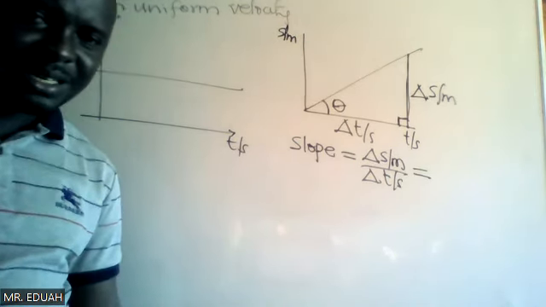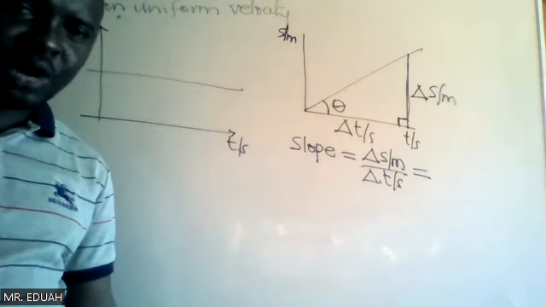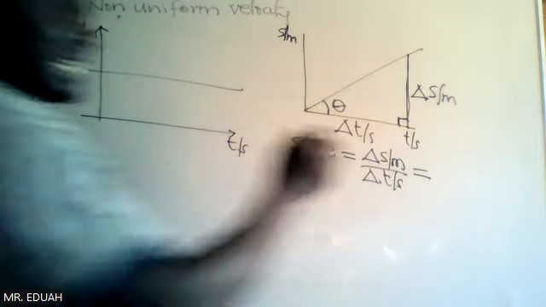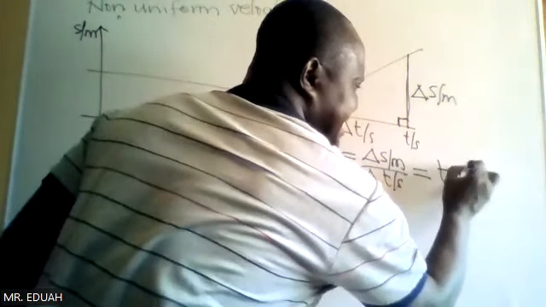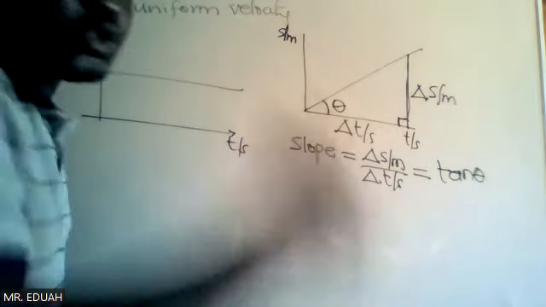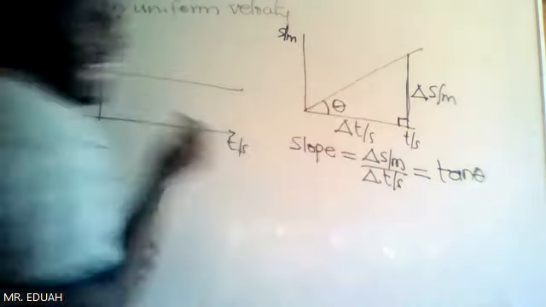Paulette, go ahead. Tangent. Exactly. This is tan theta. So the slope refers to the tangent of the angle.